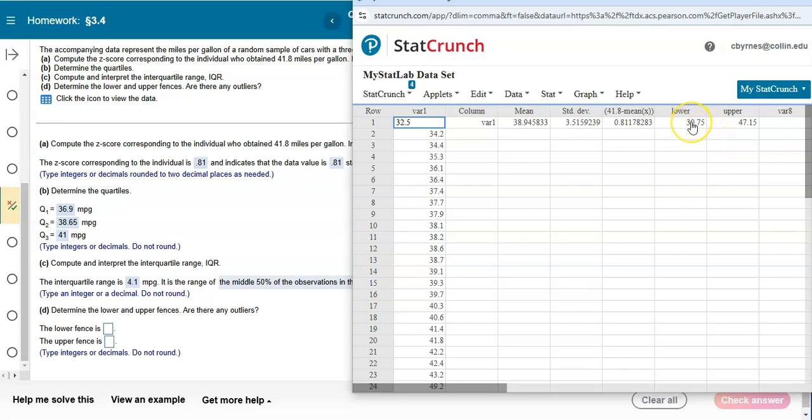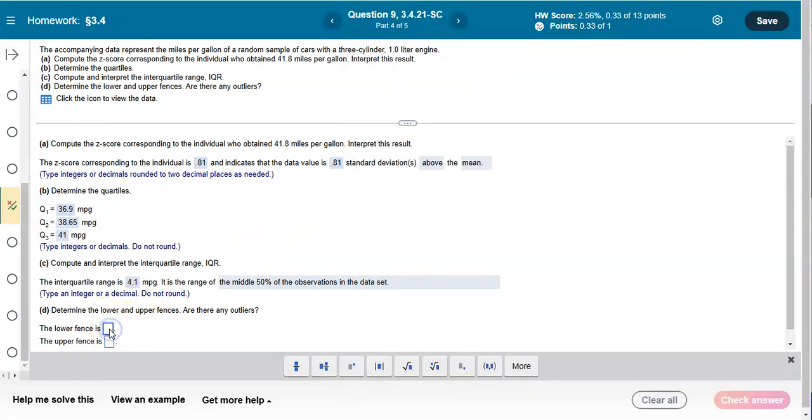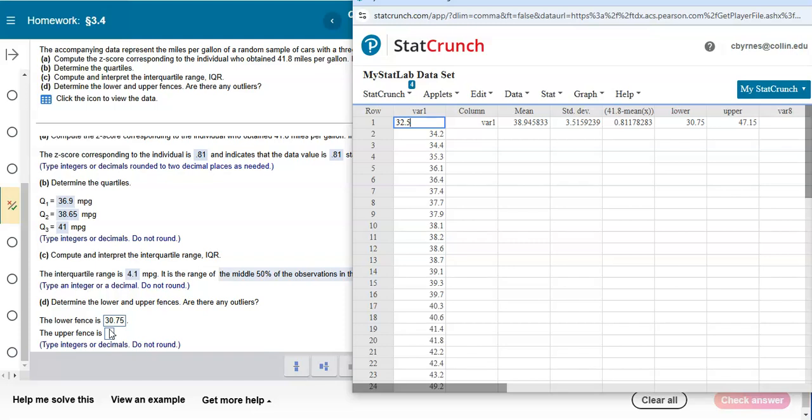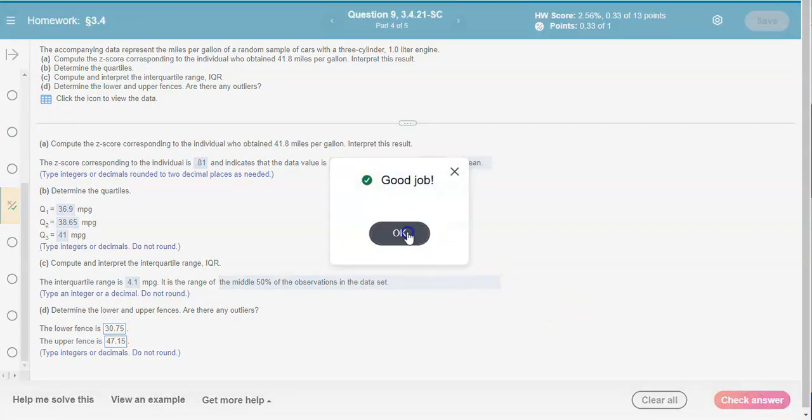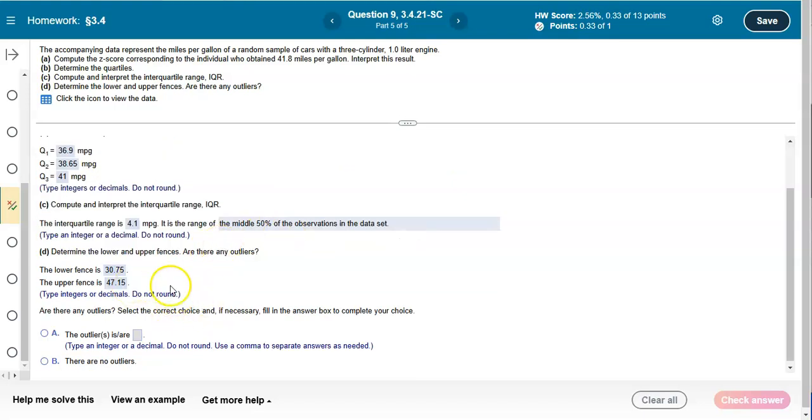The lower fence is 30.75. We're also not supposed to round this one, so 30.75. And then the upper fence is 47.15. Check those.